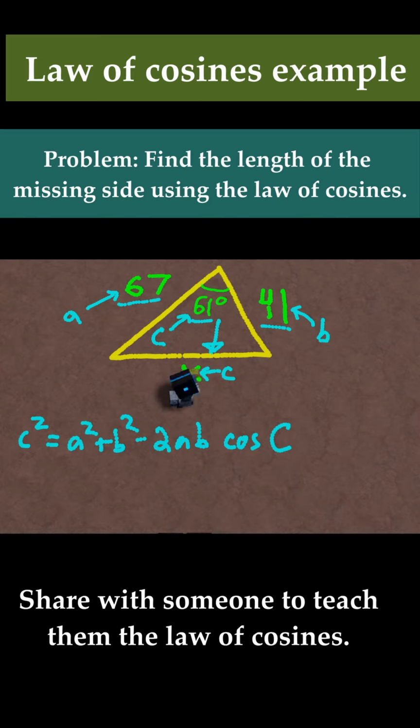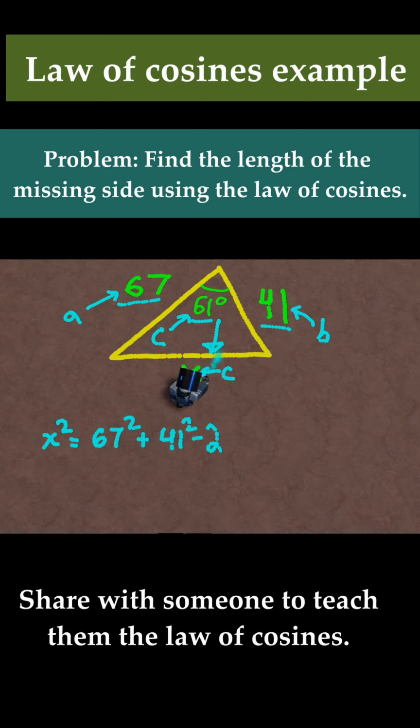So I'm just going to erase all this and fill it in. So c squared, well, we said that side c is just side x, so we have x squared. And then a squared is just 67 squared. b squared is just 41 squared. Minus 2 times a times b, which are 67 and 41, and times the cosine of the angle, which is 61 degrees. Now, just take out a calculator and start computing this.